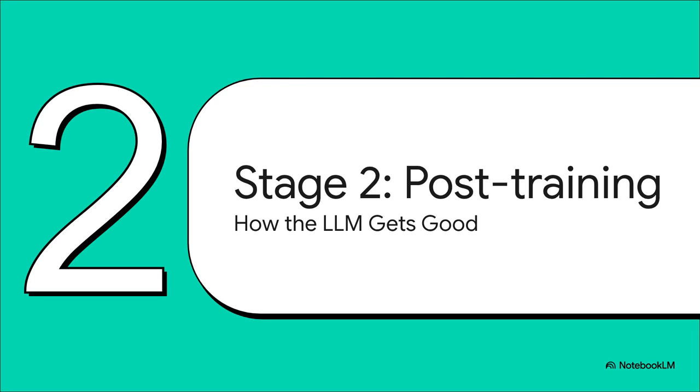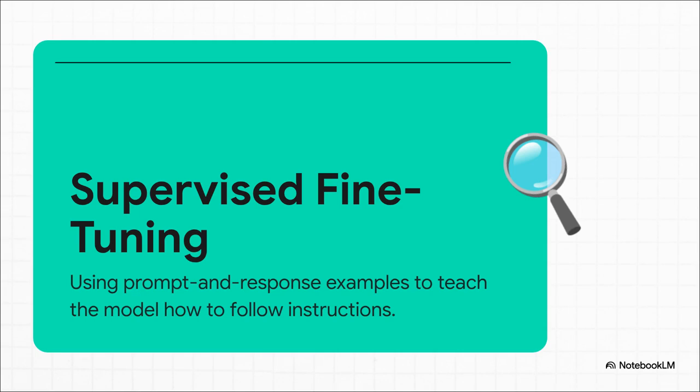It's kind of like a student who's read every book in the library but has no idea how to actually answer a direct question. This is where we teach it to be useful. The first step in this process is something called supervised fine-tuning, or SFT for short. And it's exactly what it sounds like. We have humans create a bunch of high-quality examples, great questions with perfect answers. The model then studies these examples to learn how to follow instructions and give answers that are actually helpful.